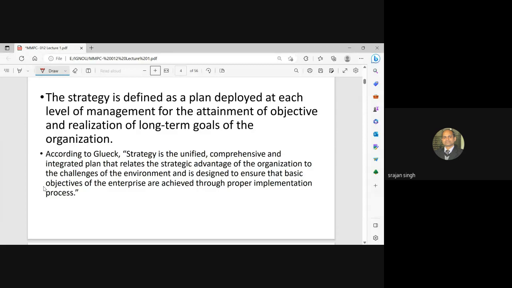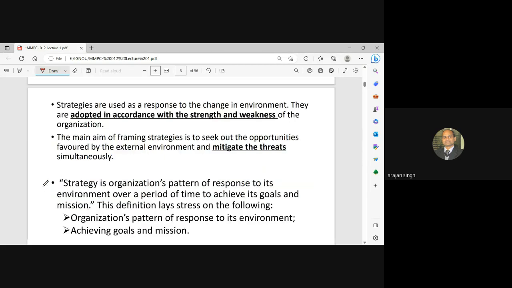So as it is discussed, strategy is defined as a plan deployed at each level of management for attainment of objective and realization of long-term goals of the organization, right? So any comprehensive plan which is made to achieve long-term goals, and any plan, if we implement properly, that can result in fruitful results in longer duration is a strategy. And a strategy is quite a broad area to be considered.